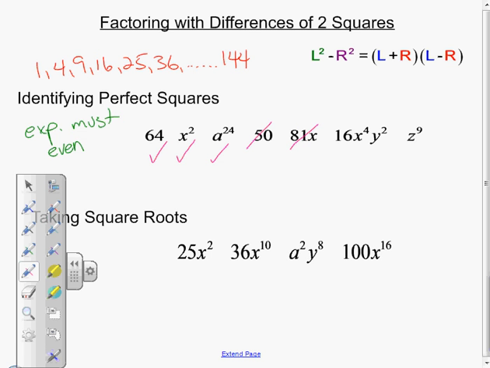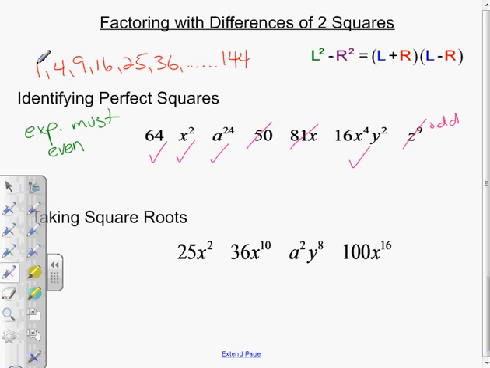Moving on to 16x to the 4th y squared. 16's in the magic list. X to the 4th is an even exponent, and so is y squared. This is, in fact, a perfect square. Now, z to the 9th. Some kids say, oh yeah, 9 is in this magic list. It's good. But if you also think about it, 9 is an odd exponent, making it bad. Okay, don't be thrown off when the exponent is a perfect square. That doesn't make the factor a perfect square.